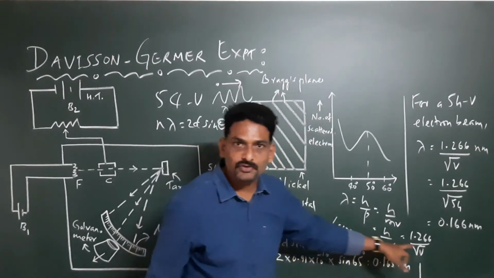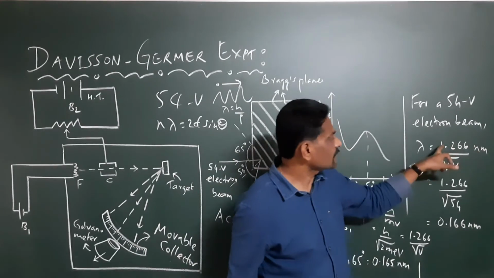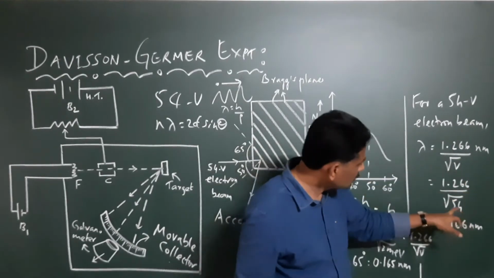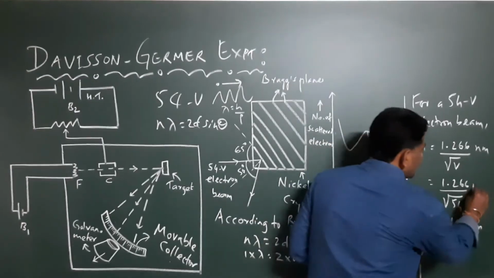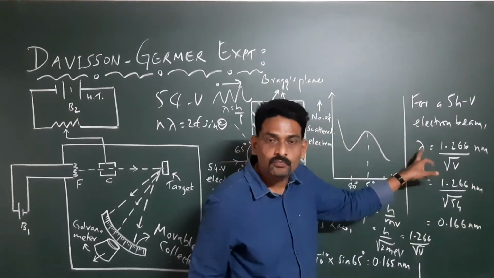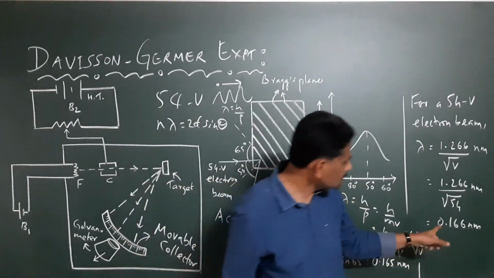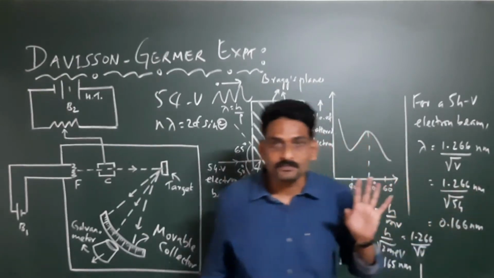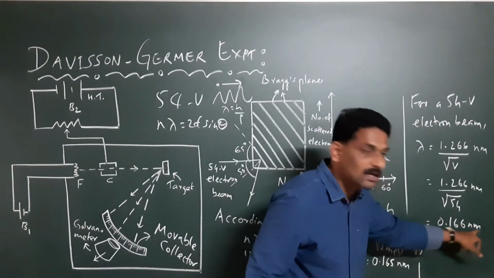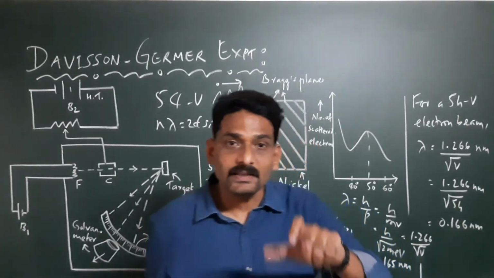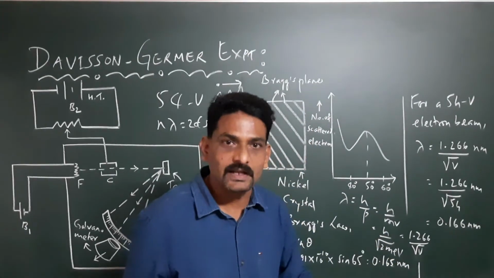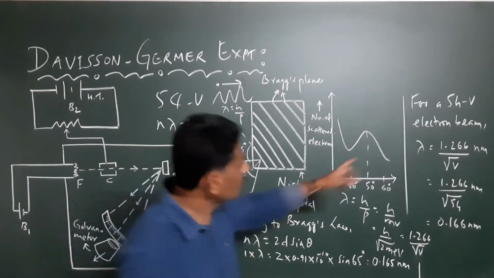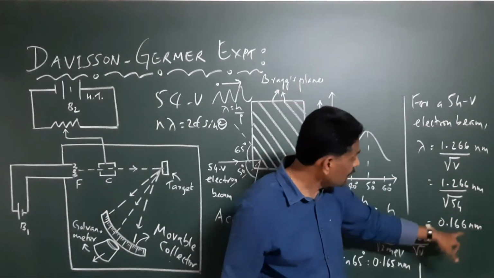The same thing what I showed here. Here all these are constant values. What is the applied voltage now? 54 volt. So if you substitute 54 volt here and calculate the lambda value, we get lambda equal to 0.166 nanometer. So this is the lambda value we obtained by applying the de Broglie hypothesis, by considering this incident electron beam of 54 volt.